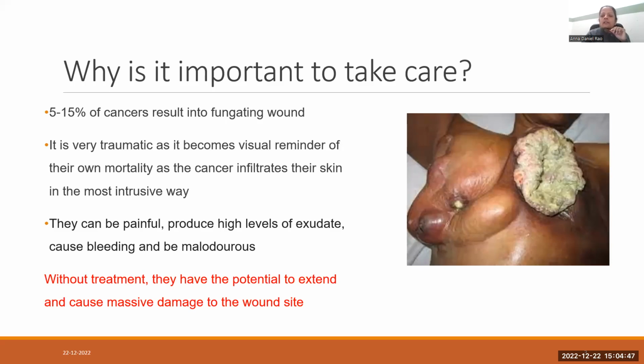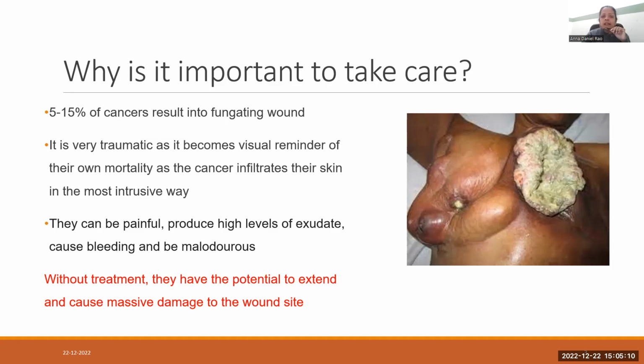And you can imagine that when such wounds are on the surface, especially when they are exposed to others, you cannot hide such lesions. So how bad the patient must be feeling. Above all, he may also be having very much pain.